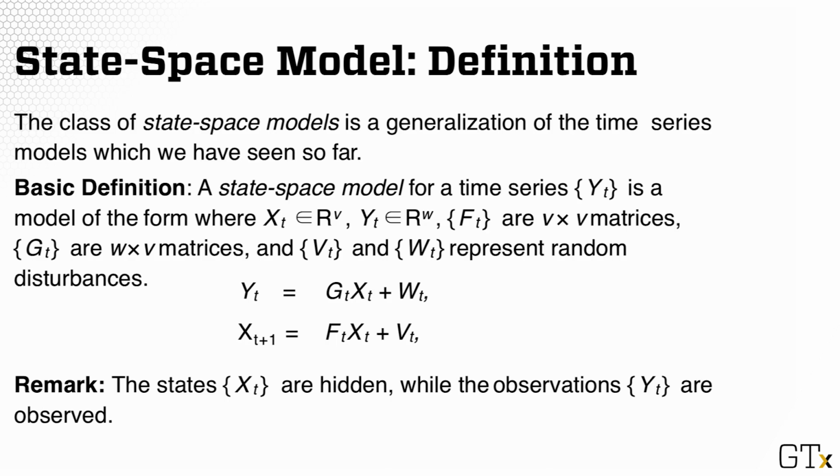This equation means that the observed time series process y_t is dependent on the state process x_t. The hidden process x_t takes the form of a VAR of order 1 if the F_t does not depend on t, or more generally a so-called Markov model. We'll learn in the next lesson that the ARMA model is a particular case of this model.